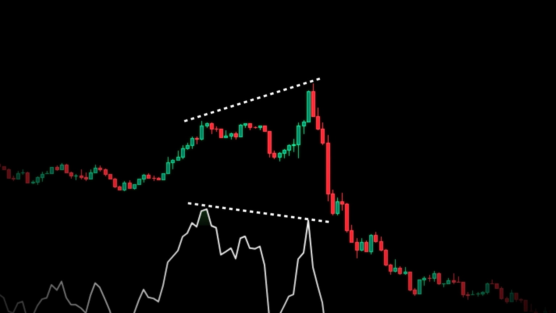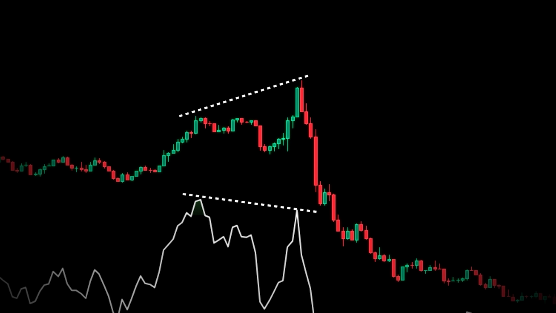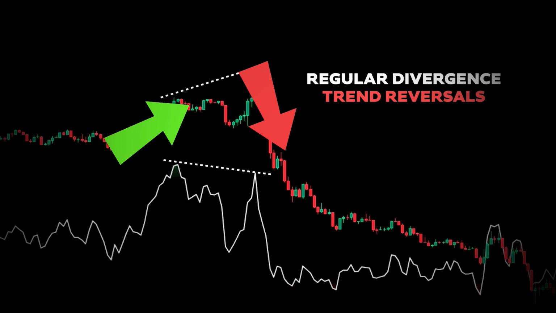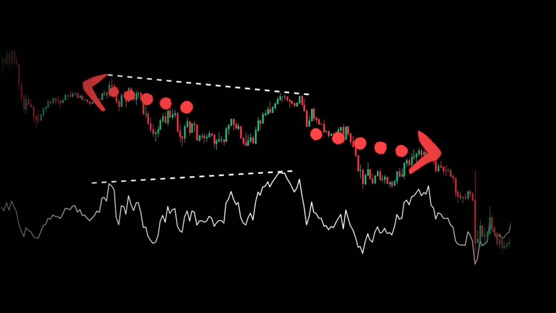This is the difference between regular and hidden divergences. With regular divergence, we're looking for potential trend reversal. With hidden divergence, we're looking for trend continuation.